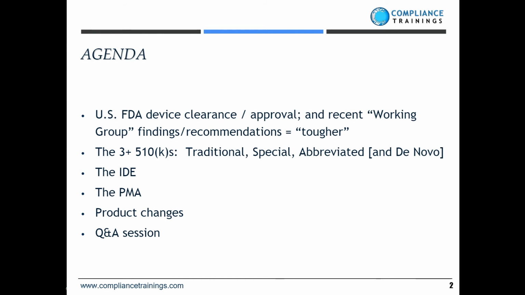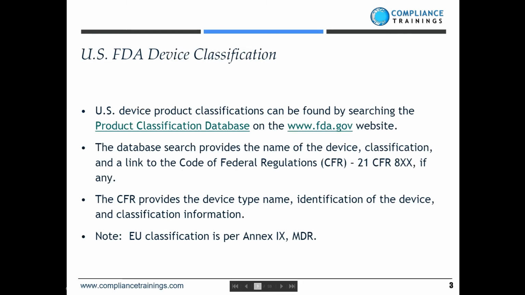We're going to look at the Investigational Device Exemption, a submission in order to clear a prototype to run clinical trials. And then the PMA, pre-market approval process. 510K is a clearance, the PMA is an approval. And then how you deal with product changes, primarily on the 510K. And then, of course, we'll open this up to Q&A.